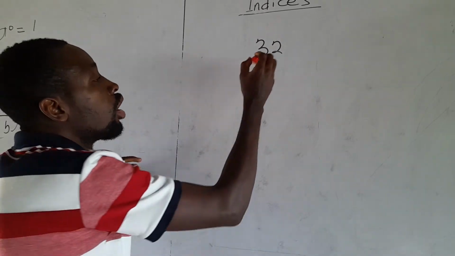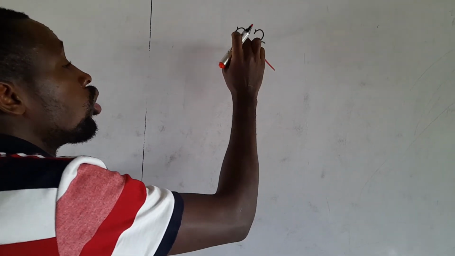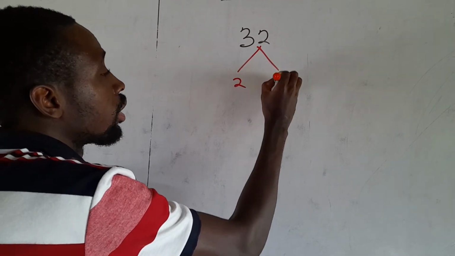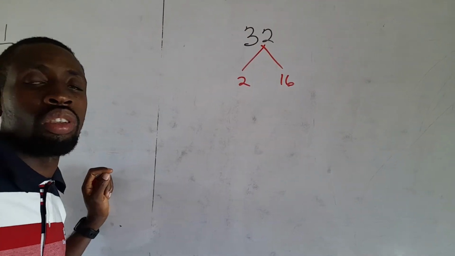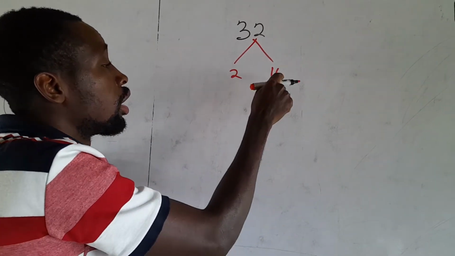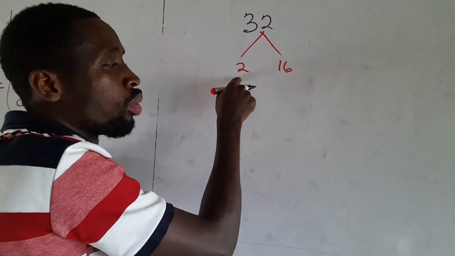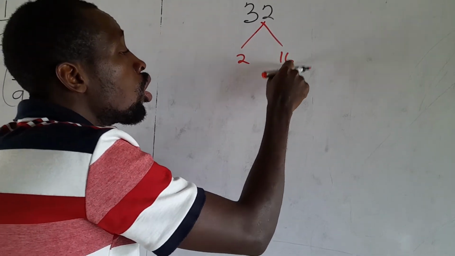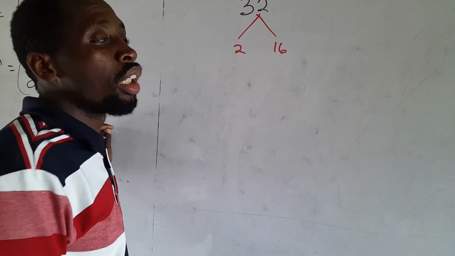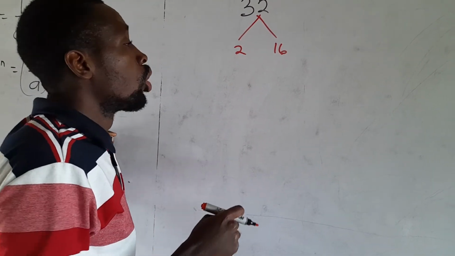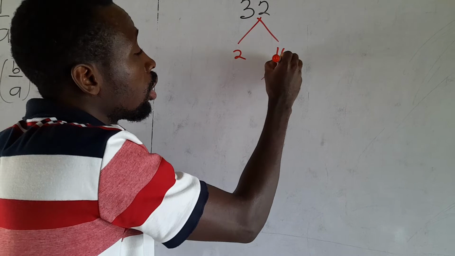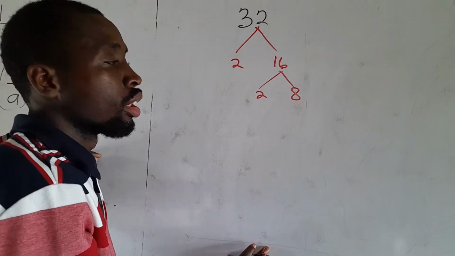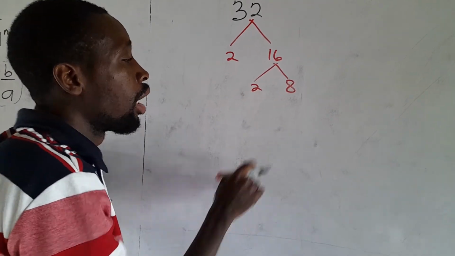2 is a prime number. So when 2 divides 32, the answer is 16. So you can say 2 times 16 will give us 32. Now, this 16 is not prime, but 2 is prime. So we find another prime number that can divide the 16 without any remainder. That prime number is 2. So 2 divides 16 8 times. So that will be 2 times 8 is 16. 2 is a prime number, 8 is not.